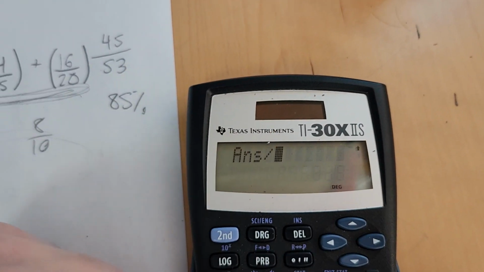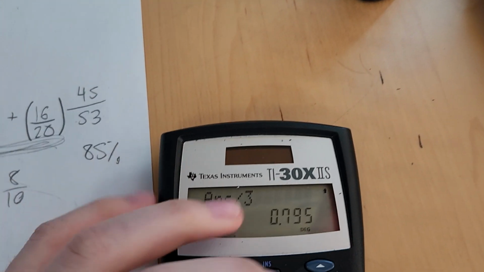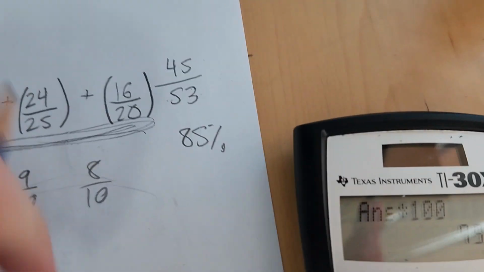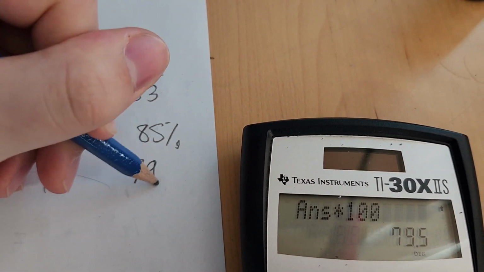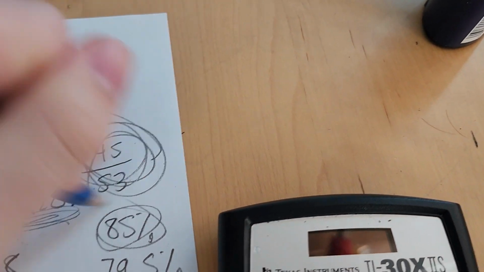Then you divide this by the total number of sections, which is 3. Then you do this times 100. You got a 79.5%. This strategy is copium.